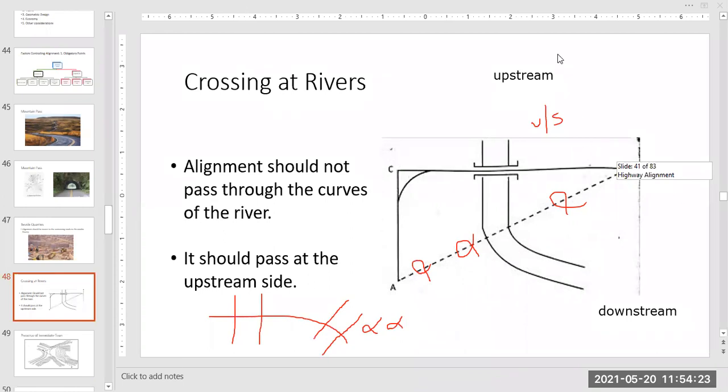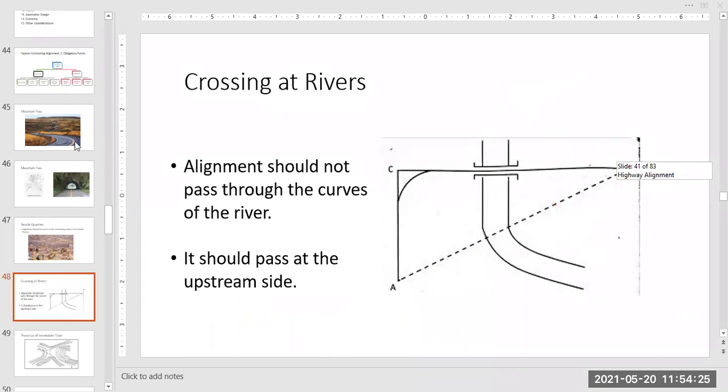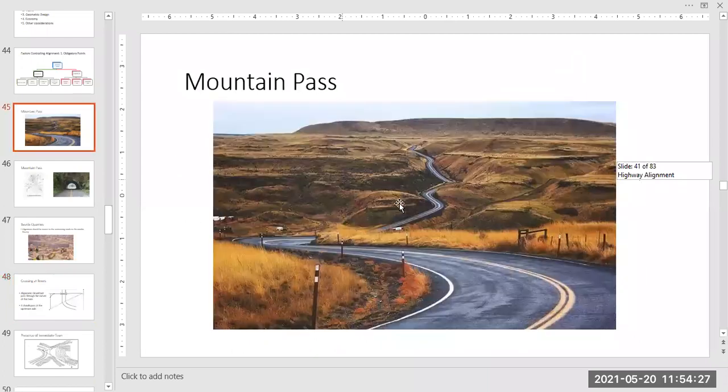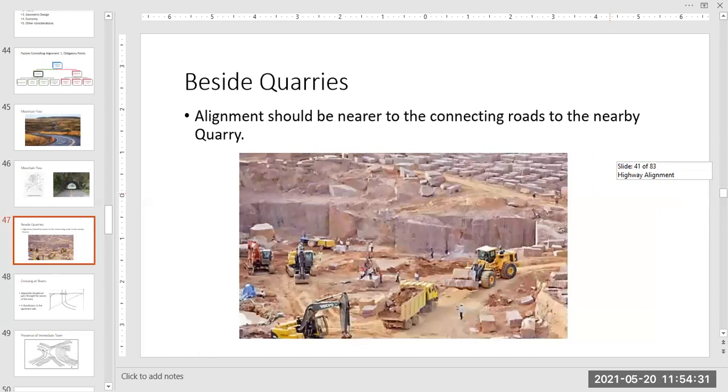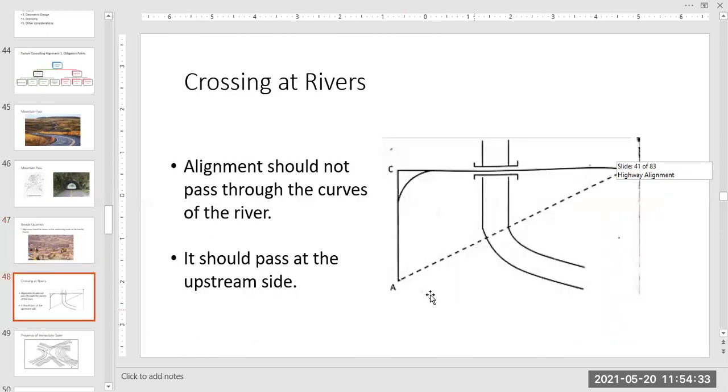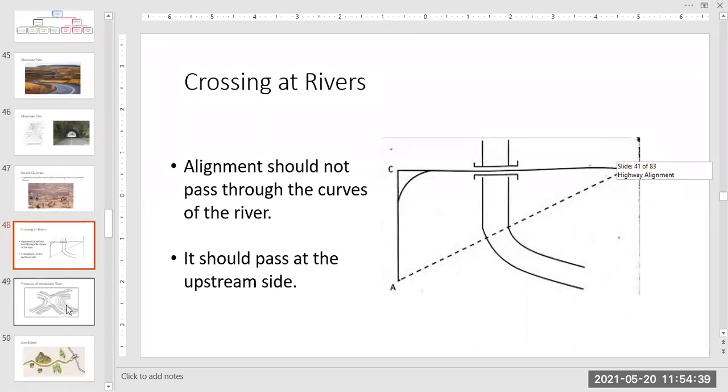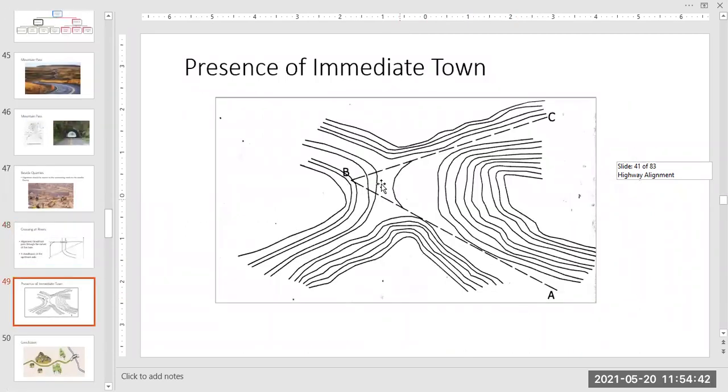So till now what we have discussed is the points we need to go through. I told we should go through the mountains. Number two, we should go through the quarry sites. Number three, we should go to the river upstream sites.